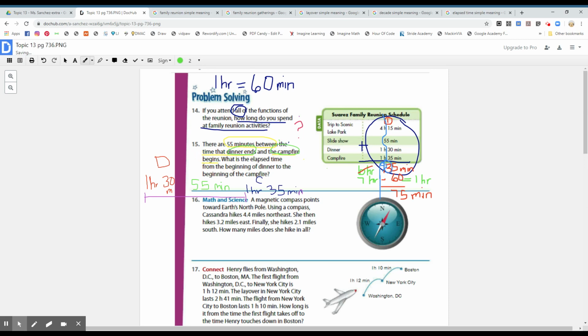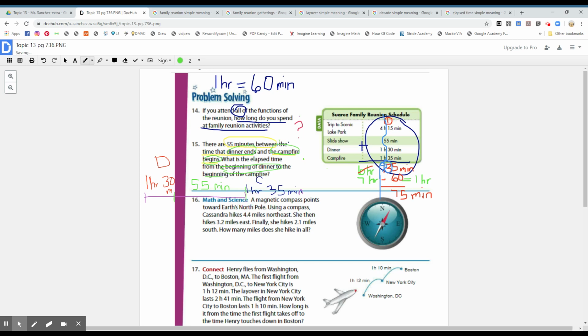Okay, so they're looking at the time the dinner ends, and dinner took this amount of time, boys and girls. It took 1 hour, 30 minutes. So this is how long it took. The elapsed time from the beginning of dinner, which is this beginning time, and this is how long it took, to the beginning of the campfire. So they only want us to look at the beginning part, boys and girls, just this part.